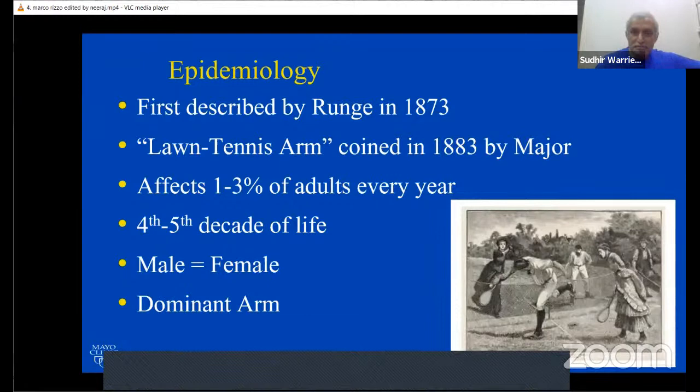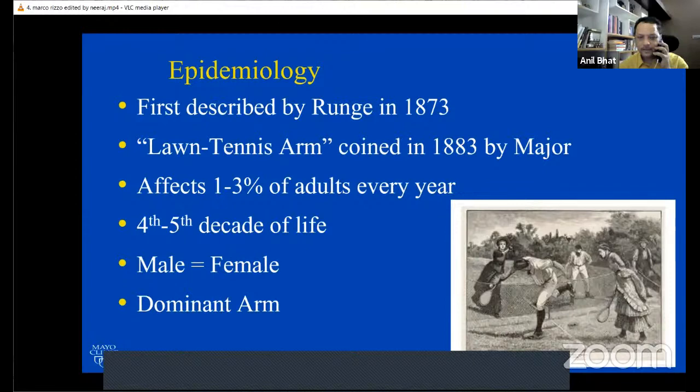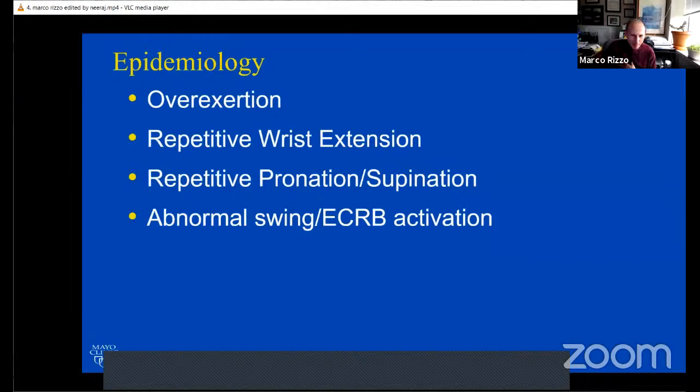When we look at epicondylitis, what we consider now tennis elbow is very common. It affects 1 to 3% of adults annually. Disease of middle age. No real gender predominance, but it does affect the dominant arm more often than not. Overexertion is a key component to this, as well as whether it be repetitive wrist extension or repetitive pronosupination.